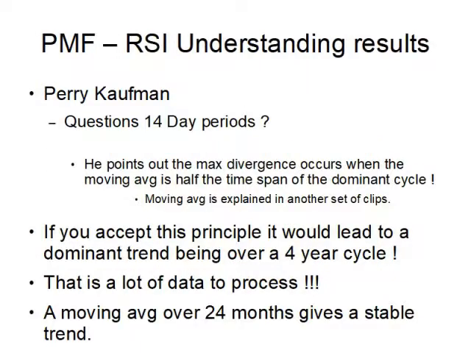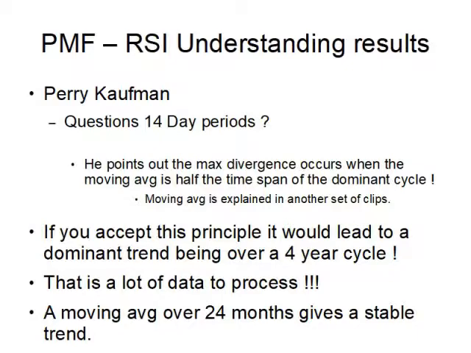Perry Kaufman, I think that's how you say that, he questioned 14-day periods. He thought they were a little bit too short. And he points out that the maximum divergence occurs when the moving average, I covered moving average in many other clips, is about half the time span of the dominant cycle of the rate of change. Well, he was highly respected.